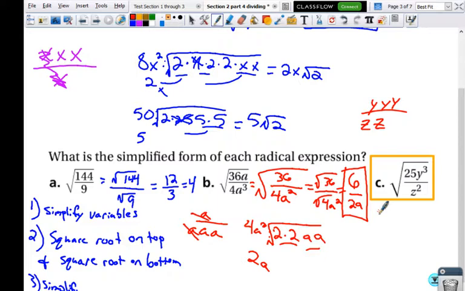Neither. Nothing. They have to be exactly the same at the top and the bottom, right? Yep. So even though we have variables, I can't simplify them. So I'm not doing anything for step 1, and I'm just going straight on to step 2. Be careful, because it's a little sneaky.